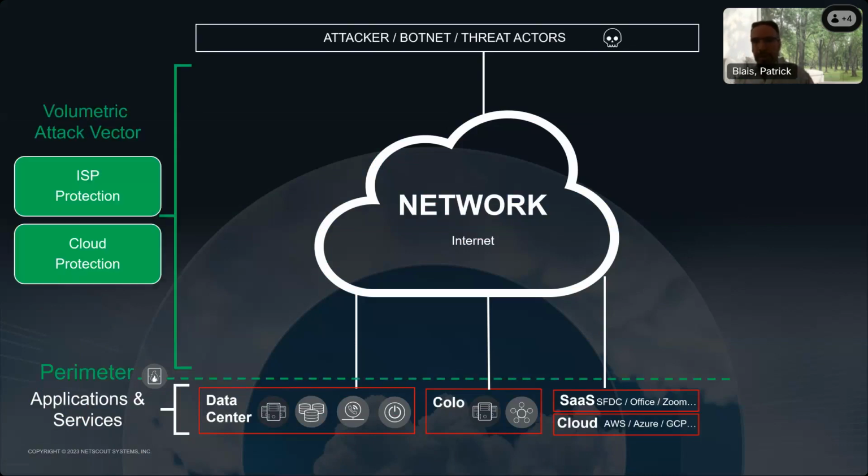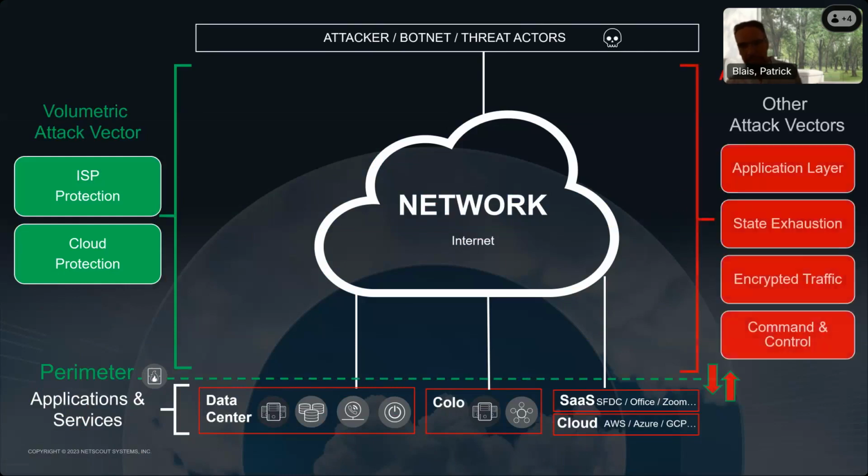So when attackers use volumetric attacks, most enterprises have ISP or cloud protection that effectively mitigates them, and everyone's happy. But as we discussed, our adversaries are evolving. They're not using traditional volumetric methods as often, and this creates a gap in traditional DDoS protection approaches. According again to the Netscout threat report, this represents over 70% of attacks that are bypassing volumetric attack protection.